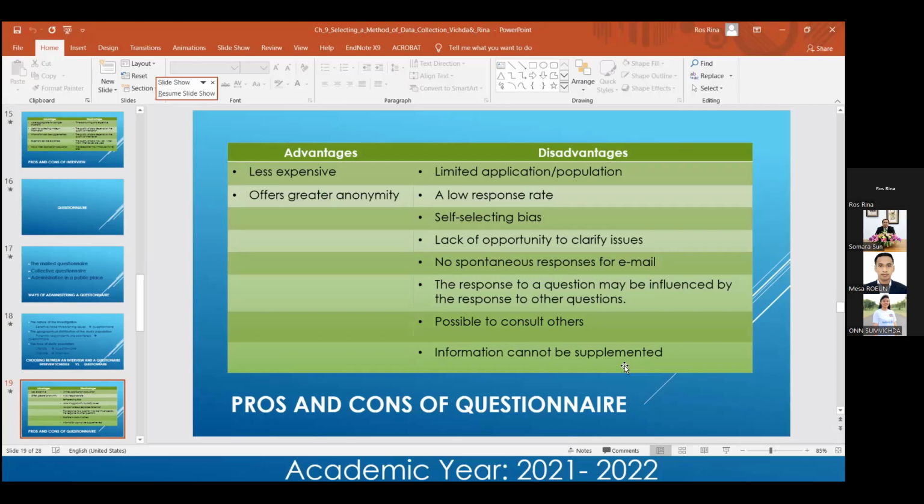Another one, it offers greater autonomy. So this one, they don't need face-to-face interaction between the respondent and the interviewer. So they just provide them some situation where sensitive questions are asked, which helps increase the likelihood of obtaining accurate information.